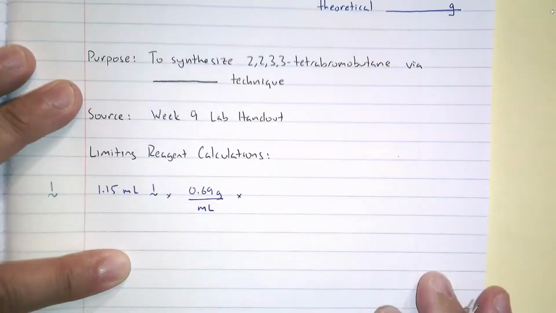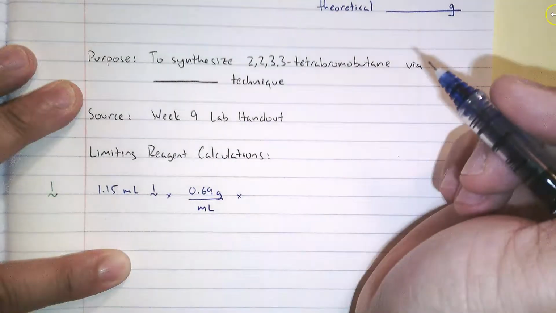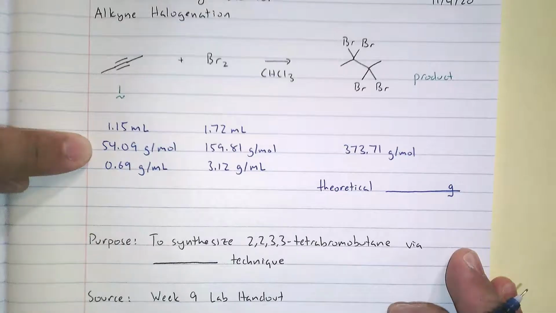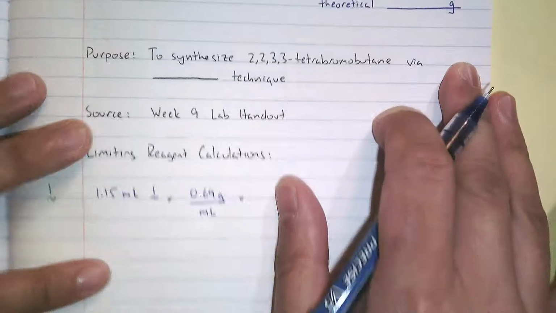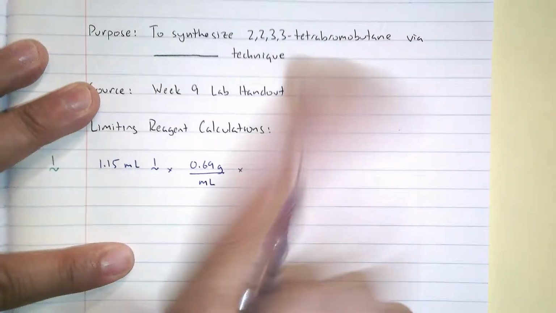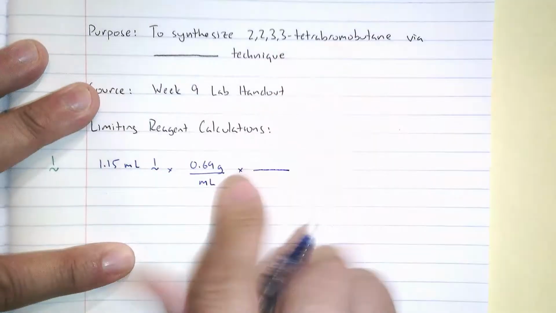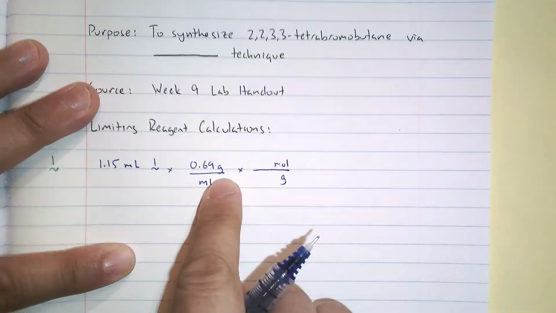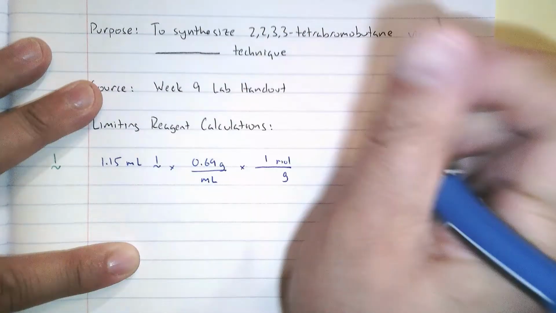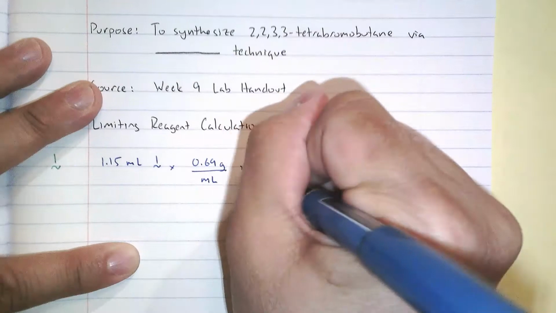Okay? And then we have the molar mass. The molar mass is, you might have this already in your notebook, 54.09 grams per mole. So that's grams per mole, but do you see how I need grams on the bottom and moles on the top to cancel out the grams? So there's 1 mole, and again, it's 54.09.